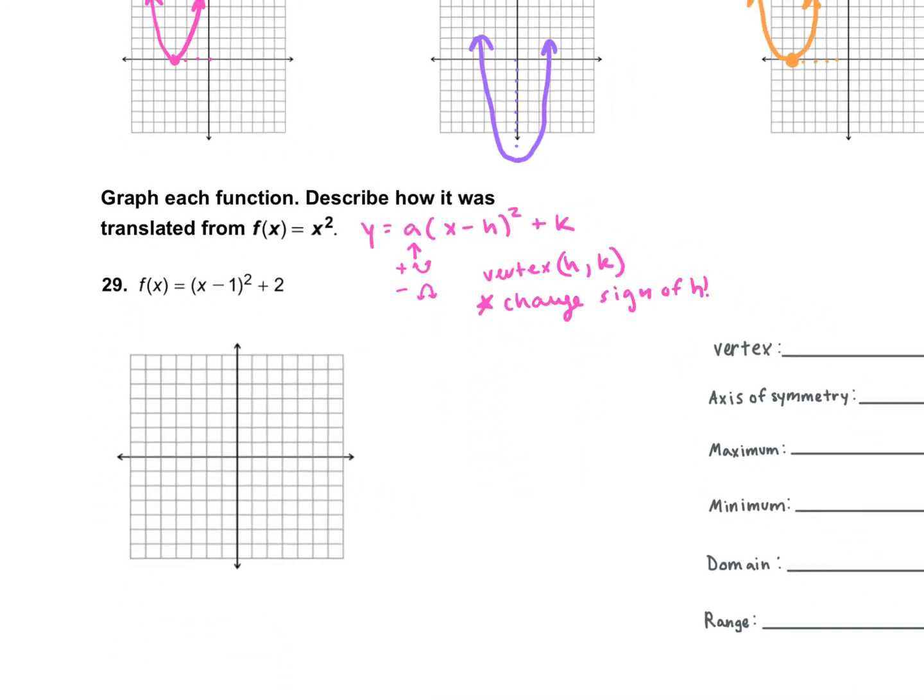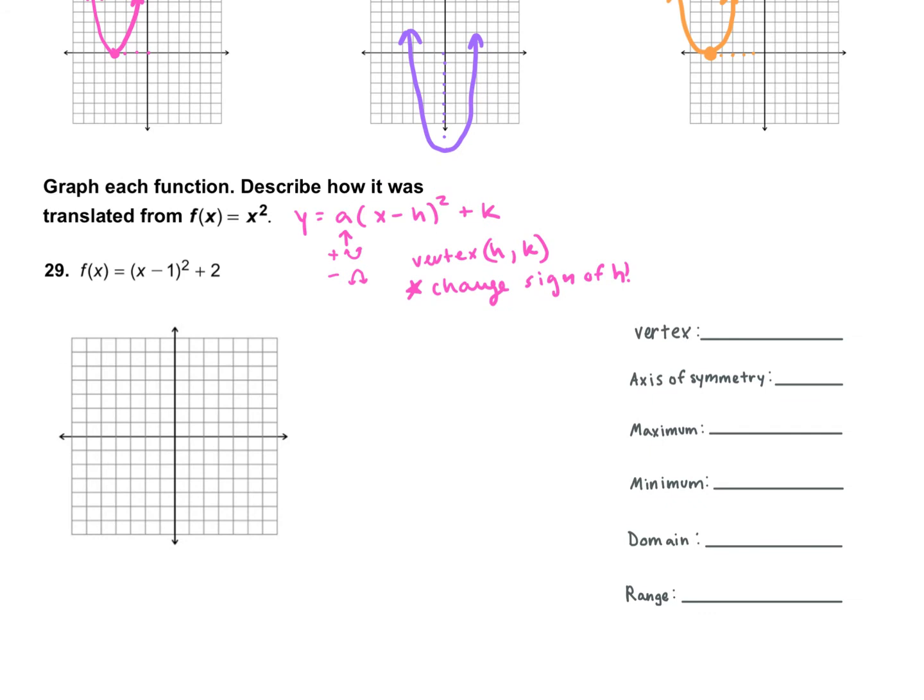All right, so looking at 29, what would the vertex be? Awesome. 1, 2. So we change the sign of h to make it a positive 1. So it's what you're adding inside, what you're adding outside. 1, 2. What's our axis of symmetry? Awesome. X equals 1. It always repeats the first number there.